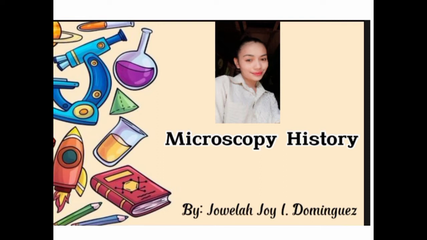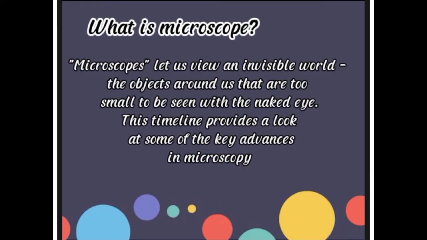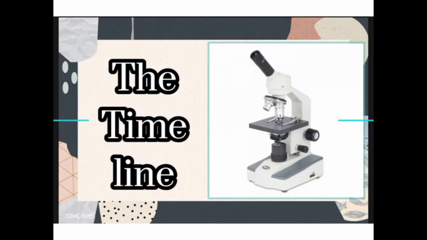Today I will be talking about the timeline of microscopy history. So what is a microscope? Microscopes let us view an invisible world, the objects around us that are too small to be seen with the naked eye. These timelines provide a look at some of the key advances in microscopy.